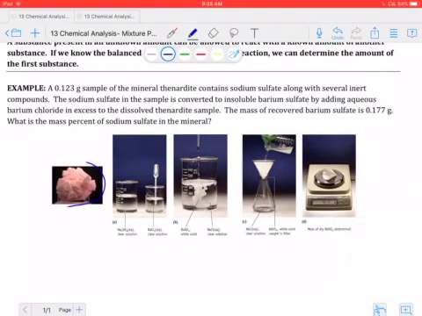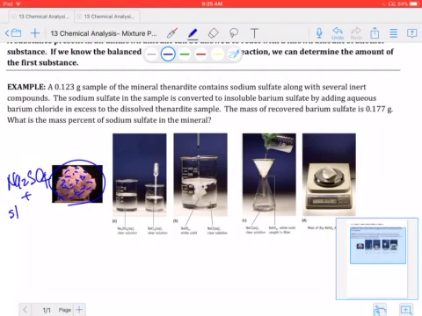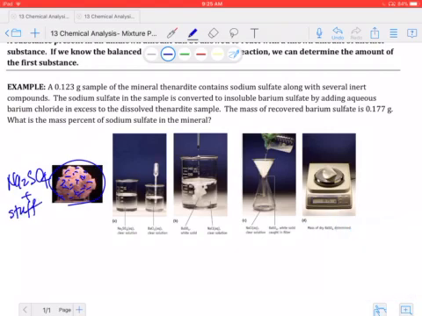This here is a picture of thenardite. This is our mineral, and it's primarily Na2SO4. So in this mineral, you can imagine, I'm going to say this blue is our sodium sulfate, but it also has other stuff. And the other stuff, that's the inert compounds. So there's some of this colored stuff that's also in there with that sodium sulfate.